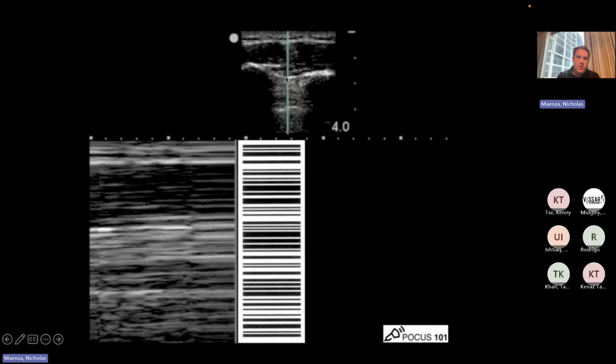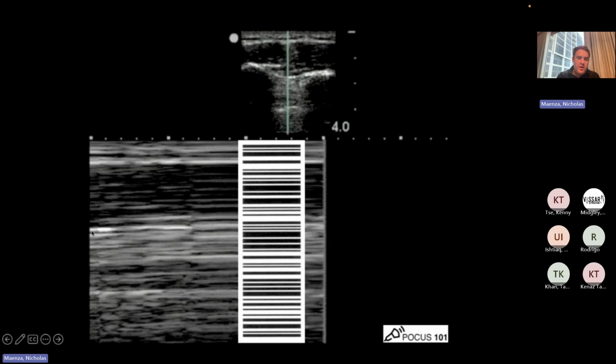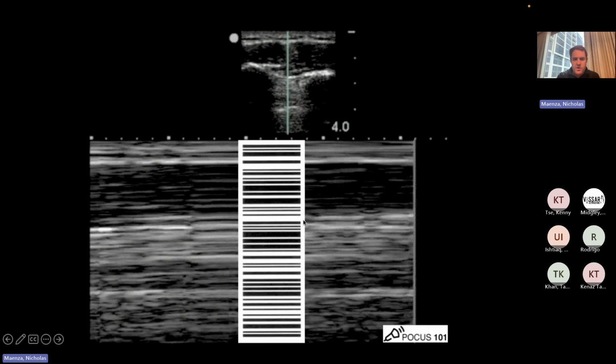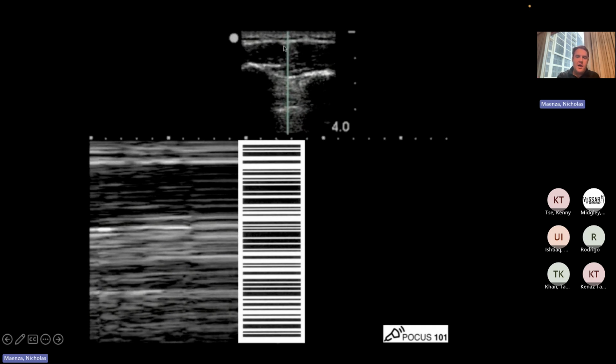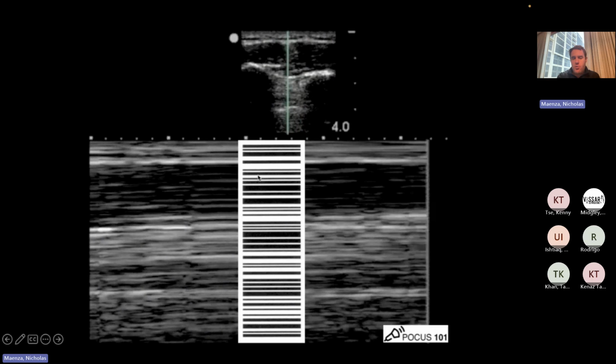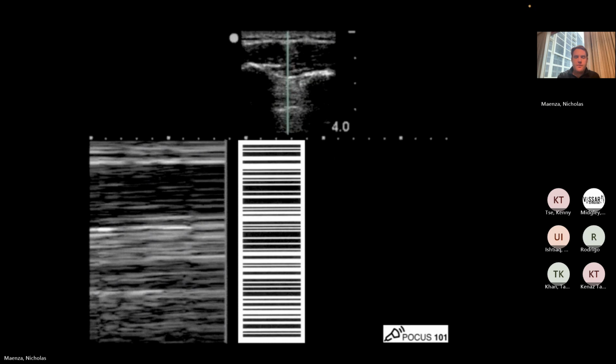So the whole point is you can look right here where the visceral and parietal pleura is, and that corresponds to this part of the image. And you see right here, over time, there's no movement. So this whole image is showing there's no movement along this line over time. This is what we call a barcode sign. So this would be indicative of a pneumothorax.